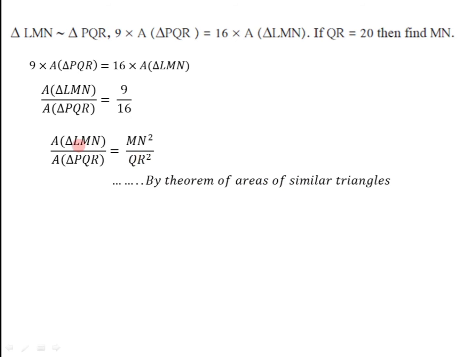Now only we have to replace the values. Area of triangle LMN divided by area of triangle PQR is 9 by 16. We'll write on the left hand side 9 divided by 16 is equal to MN square divided by QR square. If we take square root on both the sides, we get square root of 9, that's 3, divided by square root of 16 is 4, that is equal to MN divided by QR. So 3 by 4 is equal to MN divided by QR, that means MN divided by QR is equal to 3 by 4. By using this relation, we have to find the value of MN.